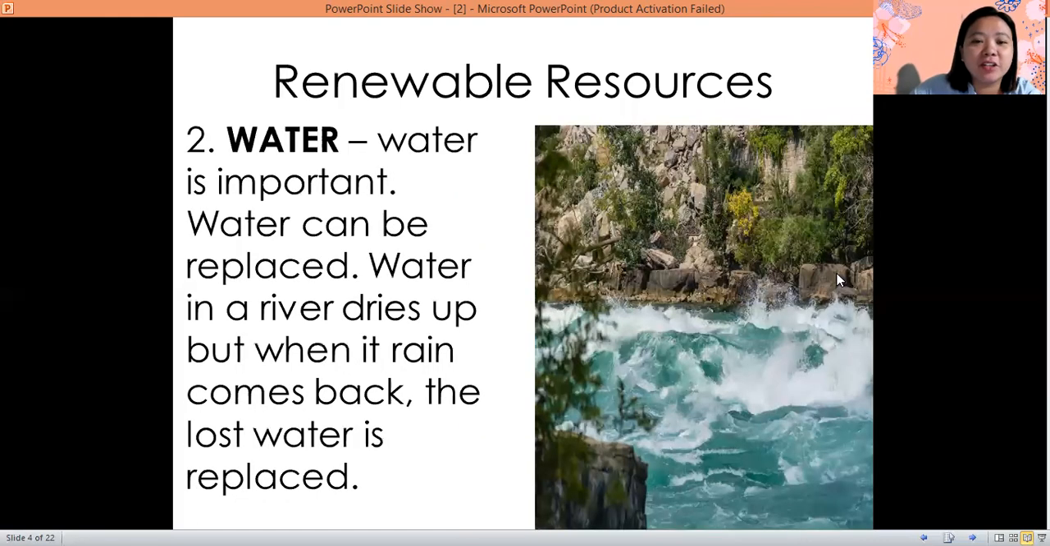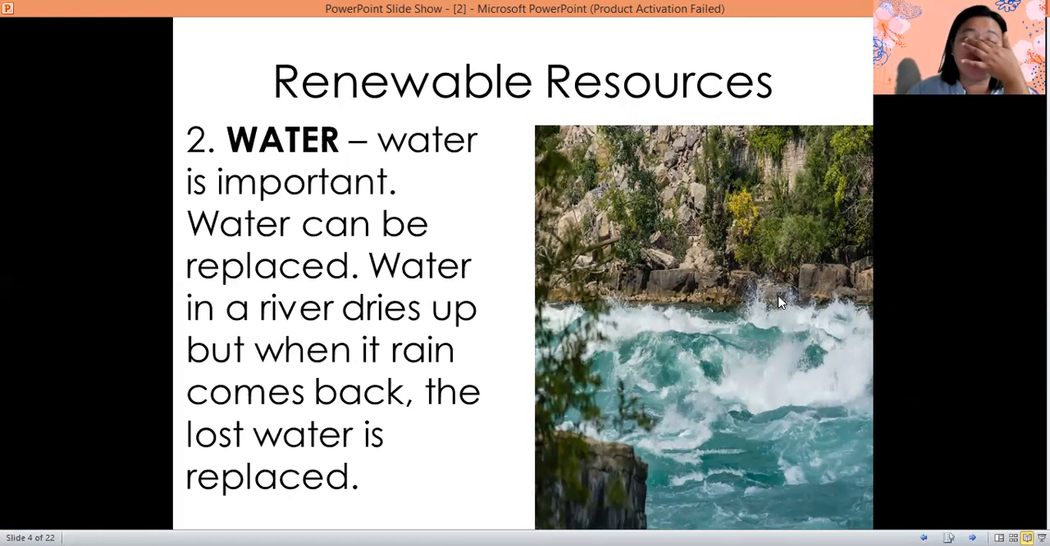Okay? So another one is water. Water is important, and how can water be replaced? Water in the river dries up. Diba? Umuunti yung water sa river, but when it rains, it comes back. So the lost water is replaced through the rain.